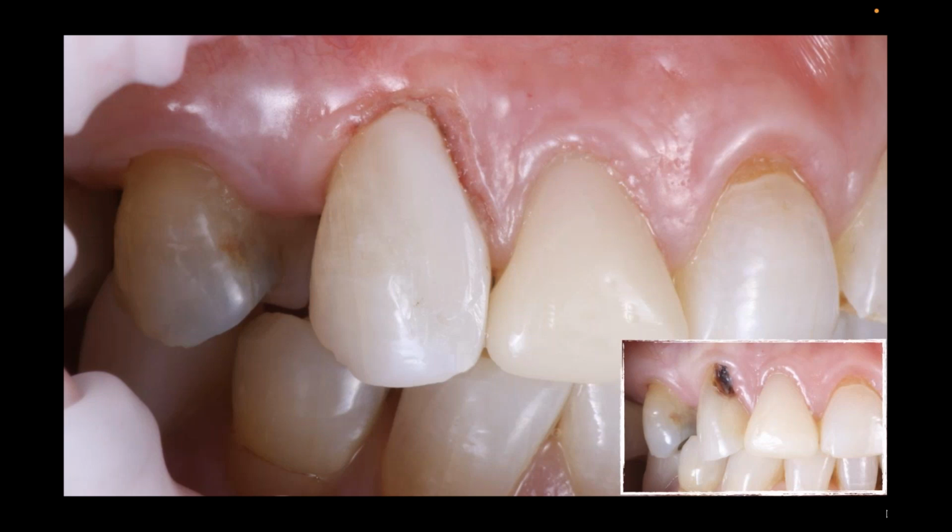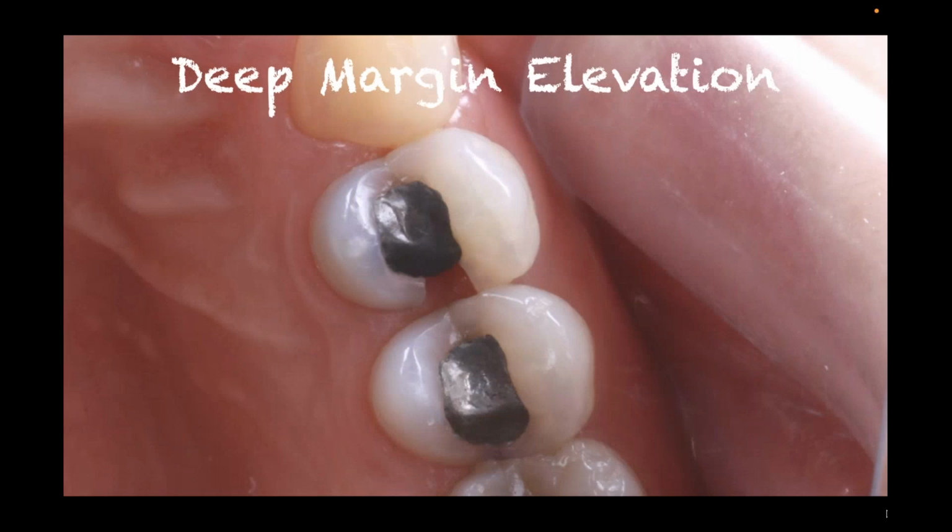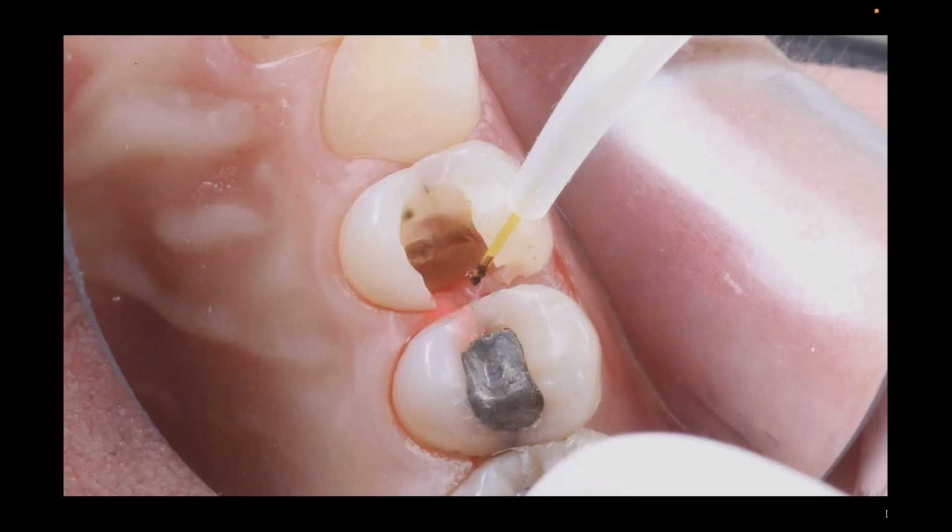Okay, so now let's go on and talk about these class 2s with the laser and add a deep margin elevation. All right, how does this work? Well, when we have a case like this, this tooth needed a root canal, but we removed the decay and we see that we have all this soft tissue just embedded right there. We notice that we don't have access to get to the margin line that we have.